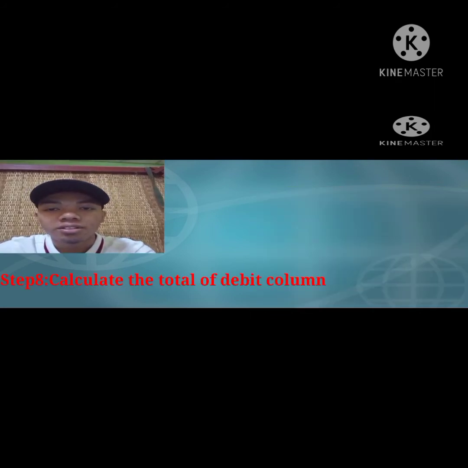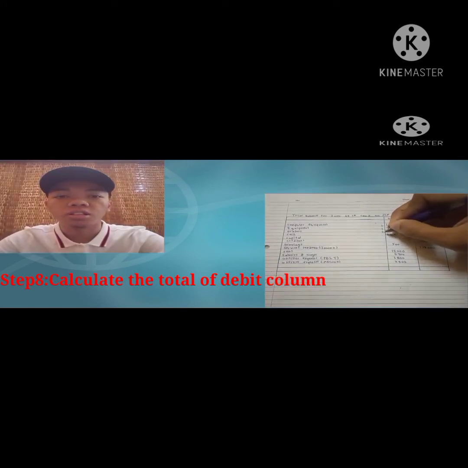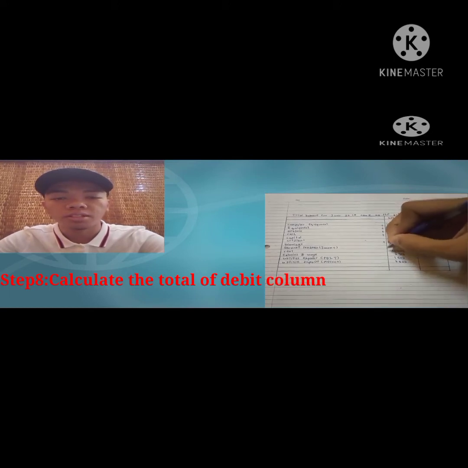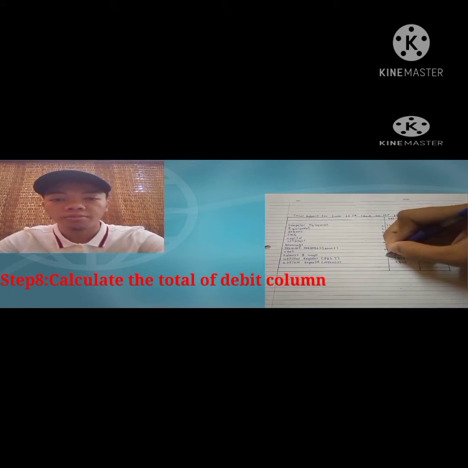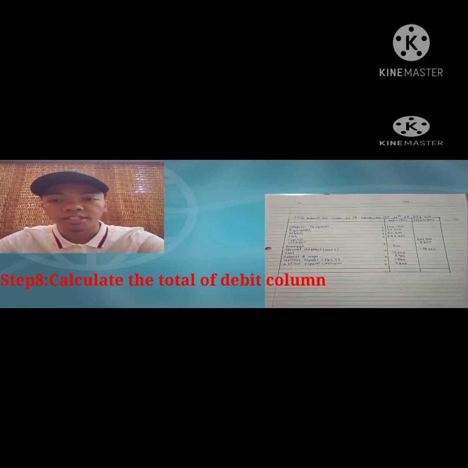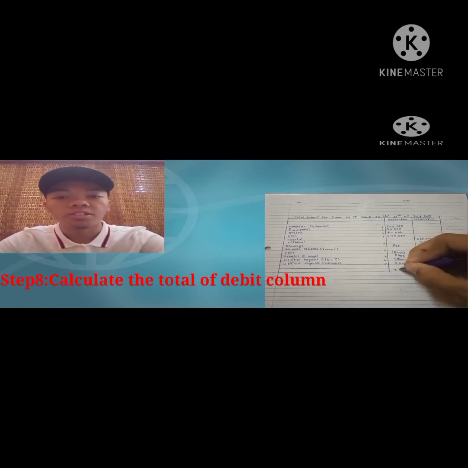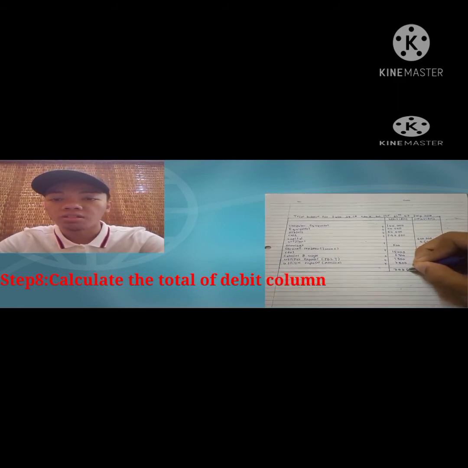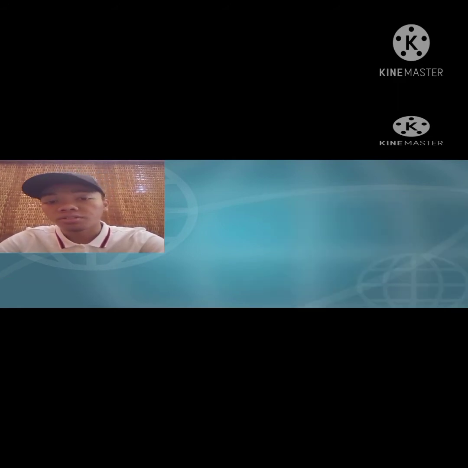The next step is to calculate the total of the debit column. Ascertain the total of the debit column. This is done after recording all the debit balances of the various accounts of the ledger into the debit column of the trial balance. For instance, consider the total of the debit column of the trial balance of 744,600. This is calculated after recording all the closing debit balances of various accounts of the ledger. These accounts include cash, stock, furniture, and drawing.